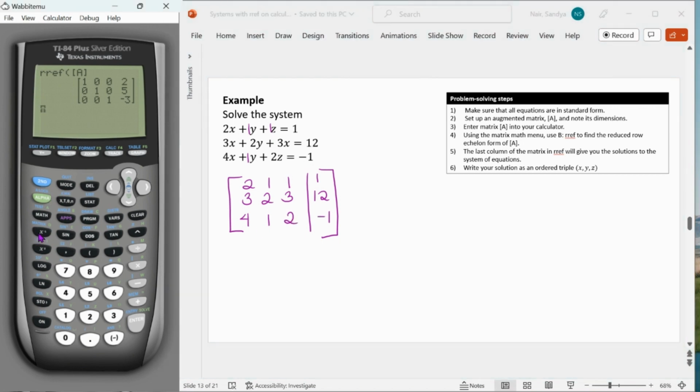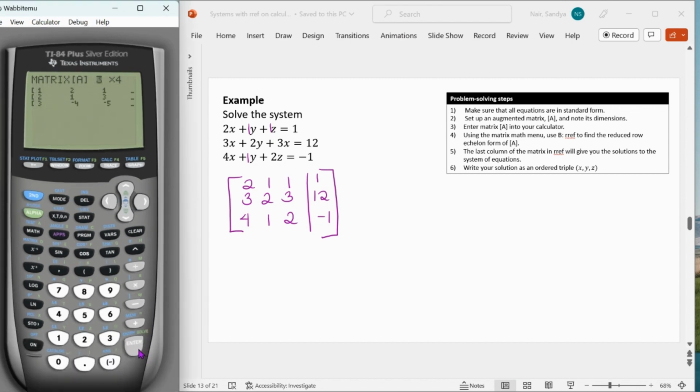So now let's go to second matrix and then go to edit and hit enter. It's 3 by 4, so I'm going to leave that alone. So 2, 1, 1, 1. And then row 2 is 3, 2, 3, 12. And row 3 is 4, 1, 2, and -1. Okay, so just scroll back and quickly make sure that everything looks correct.